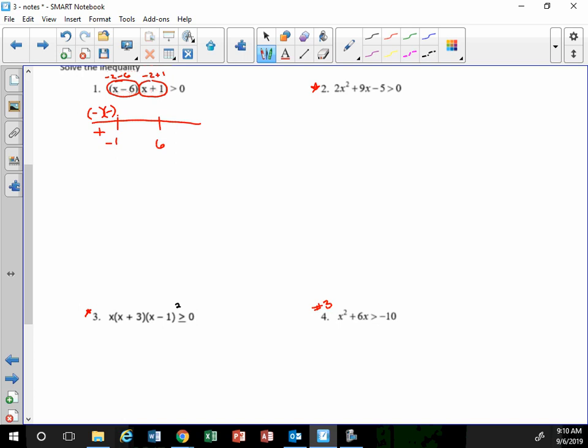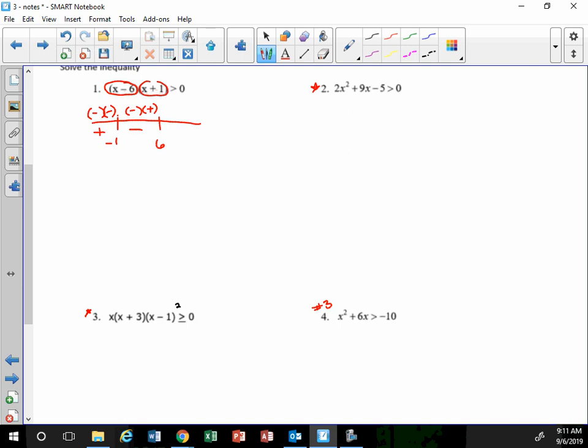Okay. All right, so now I have to move on. Between -1 and 6. What's a nice number in between -1 and 6? 0, yes. So same thing. I plug it into each factor. So put the 0 in here. What is 0 minus 6? Okay, negative. And 0 plus 1? Should I plug it in here? Positive. What is a negative times a positive? Negative. Are you catching on?